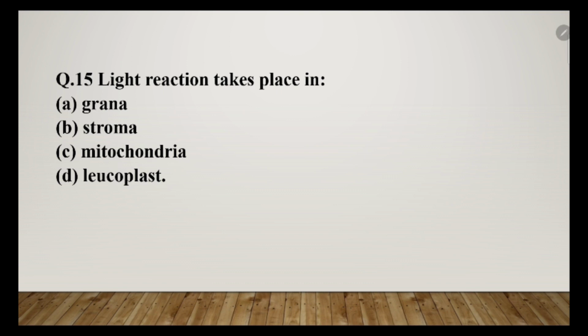Question 15 asks, light reaction takes place in, options are grana, stroma, mitochondria and leucoplast. So, mitochondria and leucoplast will not be the answers, and stroma is the liquid portion, so it will not be the answer. Answer will be grana of thylakoids.